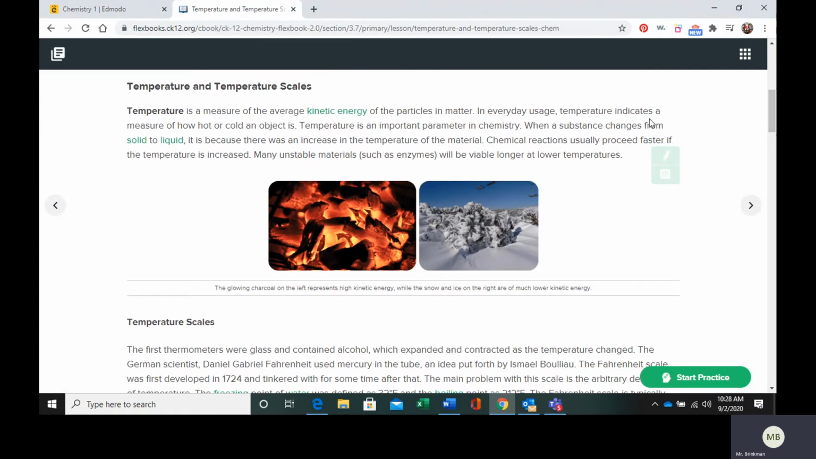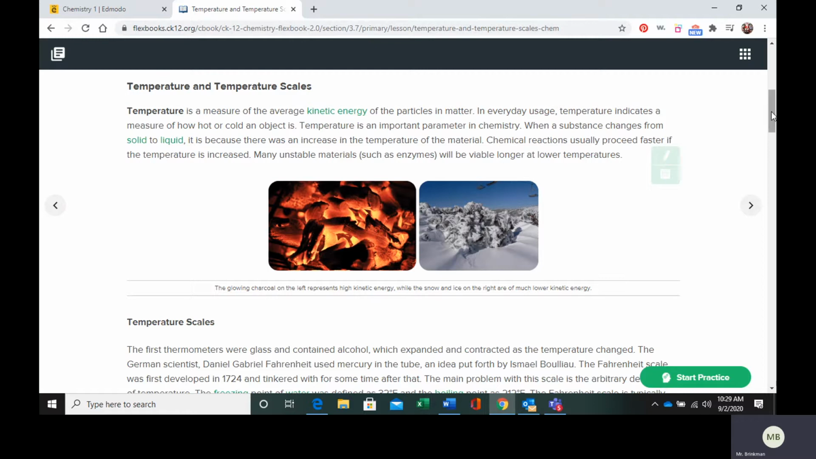Temperature, in scientific terms, is the measure of the average kinetic energy of the particles in matter. So it's how fast or how slow the particles are moving. Now when you heat something up, the particles are going to move faster. When you cool something down, the particles are going to move slower. All right. If we use simple terms, temperature is going to tell us how hot or cold an object is.